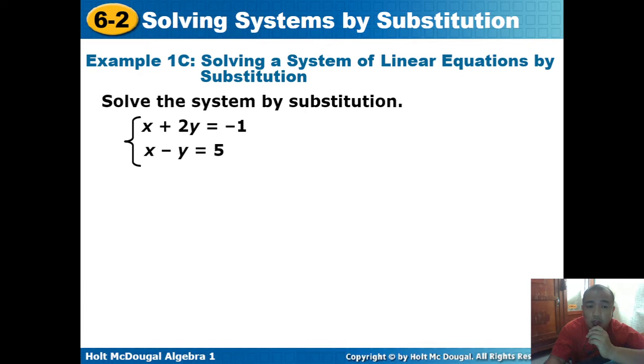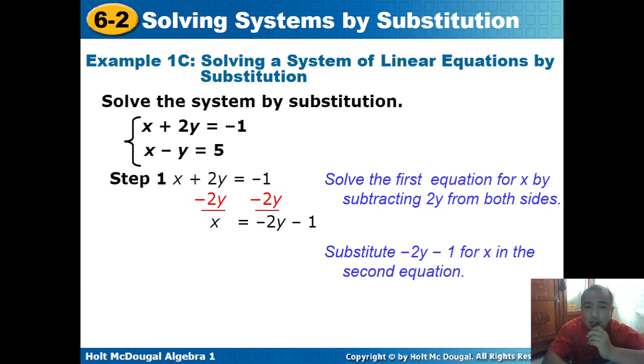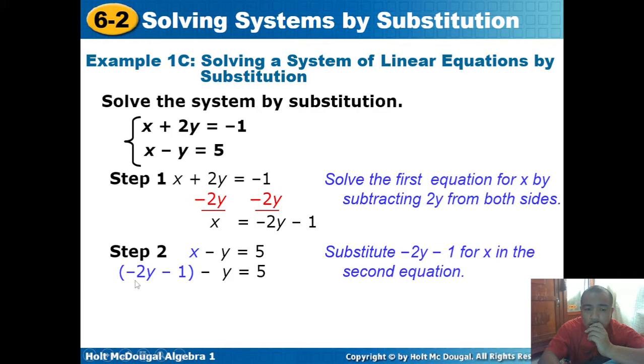Next, 1C. Solve the system by substitution. X plus 2y equals negative 1, x minus y equals 5. Okay, let us first solve the first equation for x by subtracting 2y from both sides. So magiging x equals negative 2y minus 1. Or simply transpose 2y to the right side. Magiging x equals negative 2y minus 1. So meron na tayong value of x. Substitute this negative 2y minus 1 to equation 2, x minus y equals 5. Yan. Substitute x in x minus y equals 5 by negative 2y minus 1.